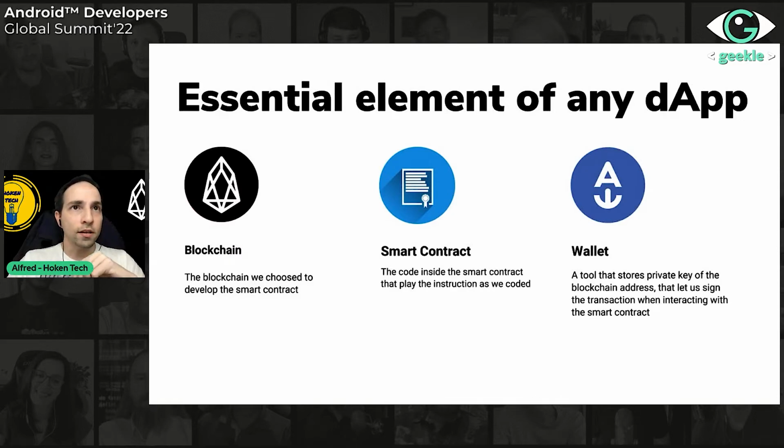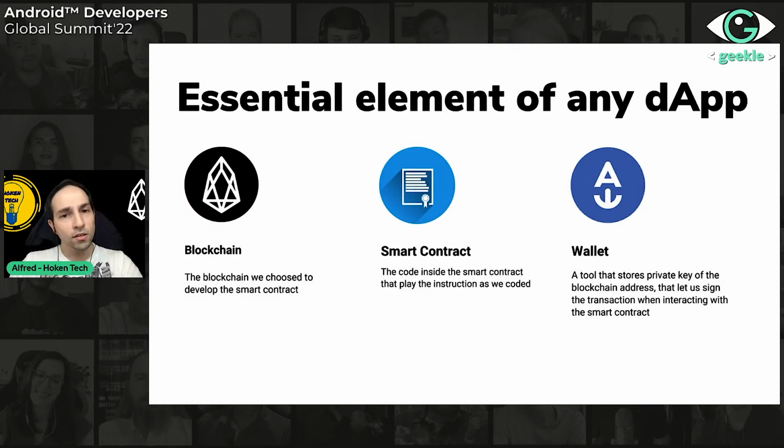So to summarize, we have the essential elements of any dApp, a decentralized application. So we have the blockchain, on which we have to develop and deploy the smart contract, in this case the EOS blockchain. Then we have the smart contract, the code inside that leverages all the instructions to use our application. So if it's a game, there are some instructions. If it's another application, there are other instructions.